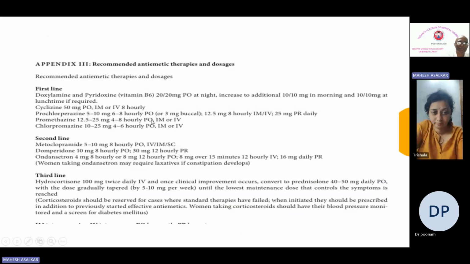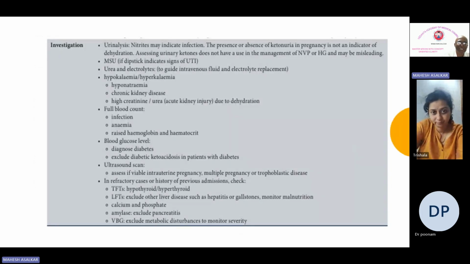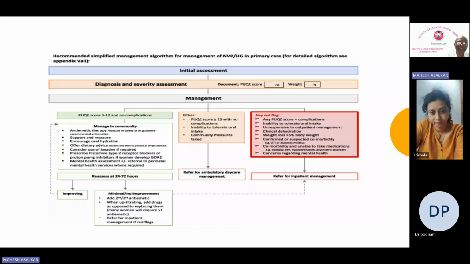So these are the medicines. Again, the doses they are not expecting from you. You should only know which drug is first line, second line, and third line. Third line are the steroids. So these are the investigations, the same investigations we carry out routinely.